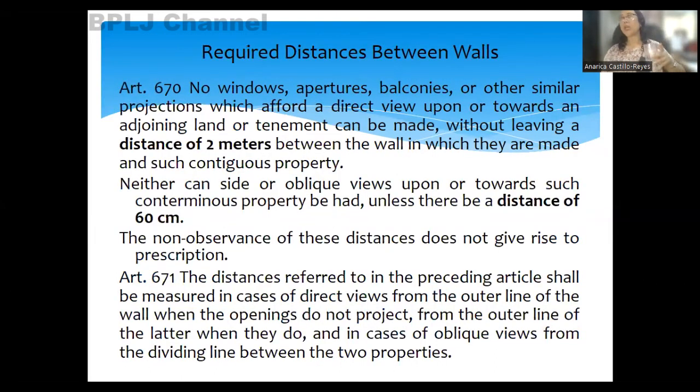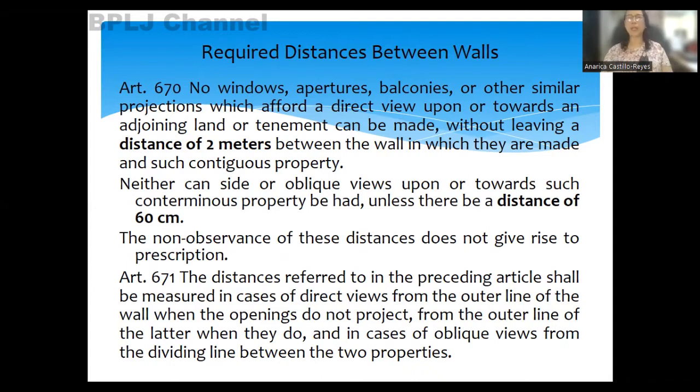Okay, another legal easement is distances between walls. Article 670 tells us that no windows, apertures, balconies, or similar projections which afford a direct view upon or towards an adjoining land can be made without leaving a distance of 2 meters between the wall in which they are made and such contiguous property. Neither can side or oblique views towards such coterminous property be had unless there is a distance of 60 centimeters.